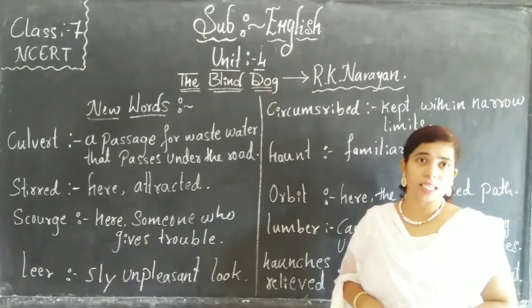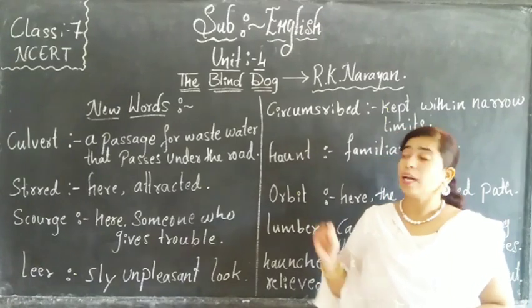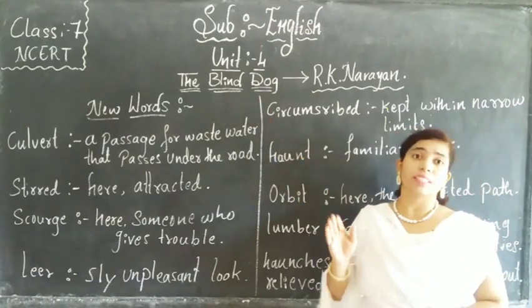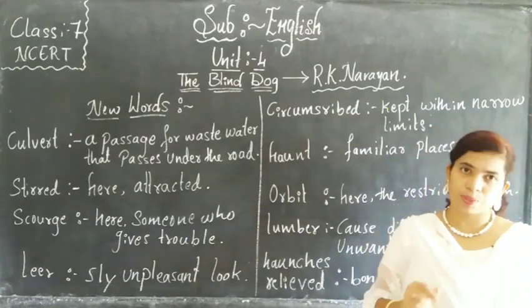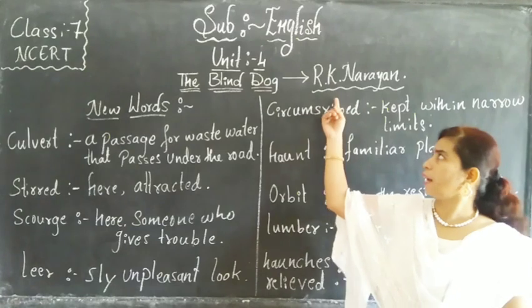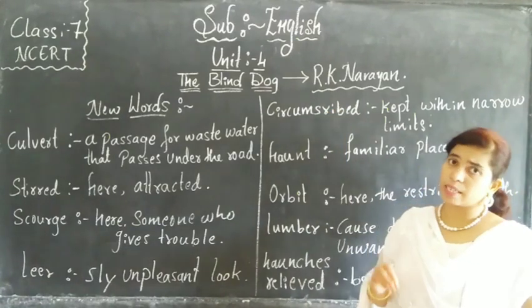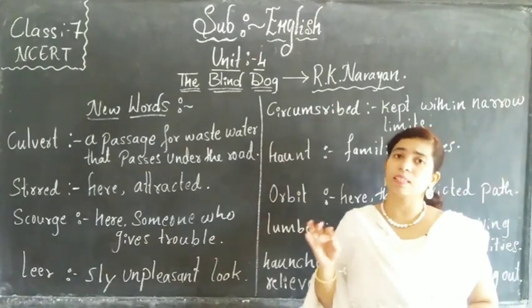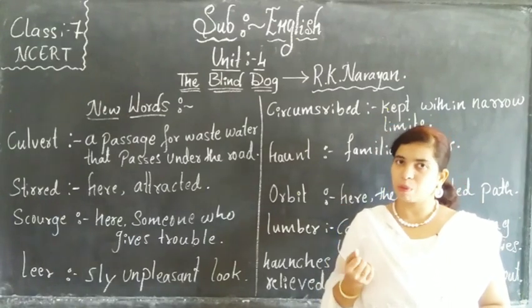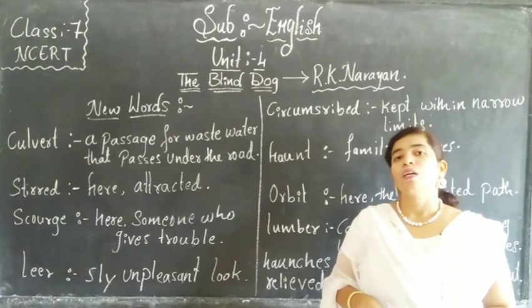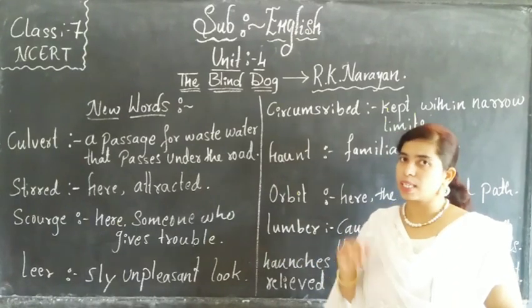This is quite an interesting story, The Blind Dog. The title is completely opposite to the story, which is written by R.K. Narayan. Yes, R.K. Narayan is a very famous Indian author, writer, scholar. My dear students, we have already studied about him in the previous video. So now we will go towards the lesson.